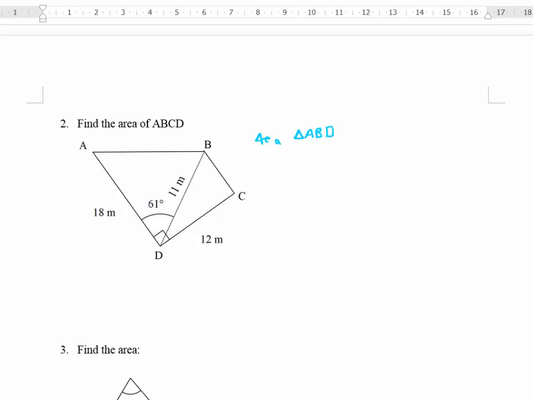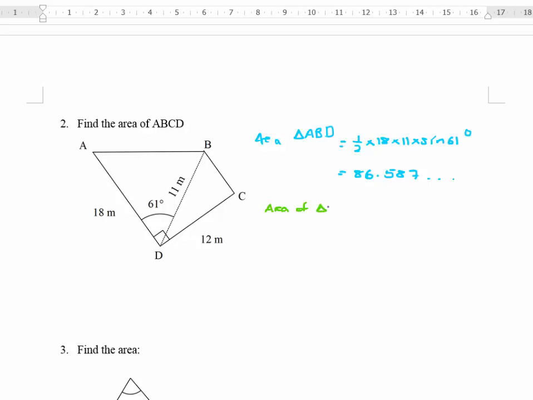We've got triangle ABD. We know that this angle here is 61 and we've got the two included sides. So we're going to say that is a half times 18 times 11 times sine 61 degrees. And that gives me 86.587 and some numbers.